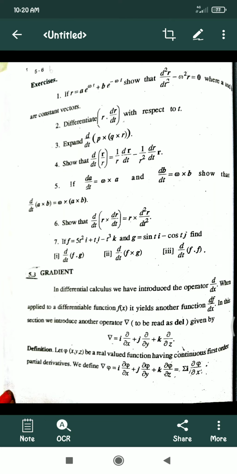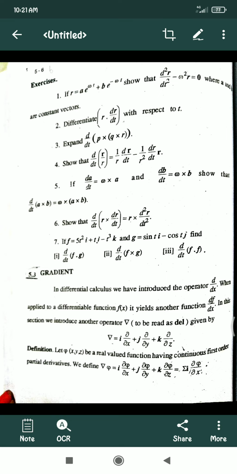Good morning, everyone. Today we're going to see what a gradient is. Here we see the definition of the gradient. In differential calculus, we can introduce an operator d by dx.